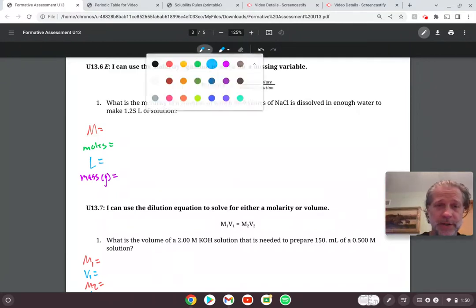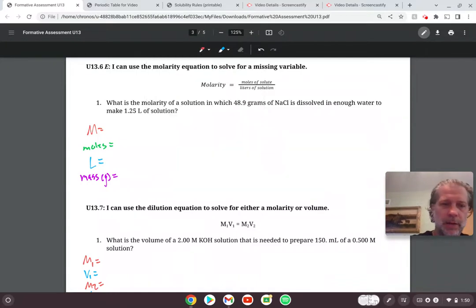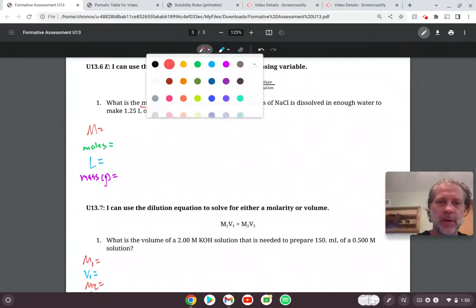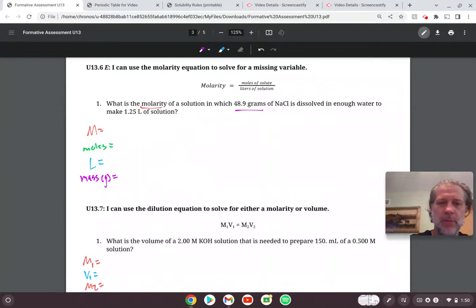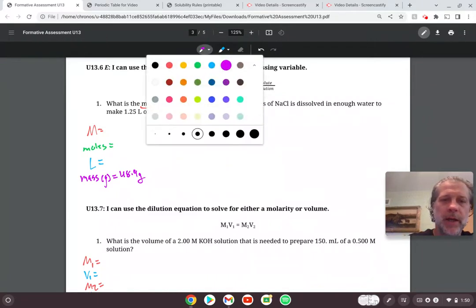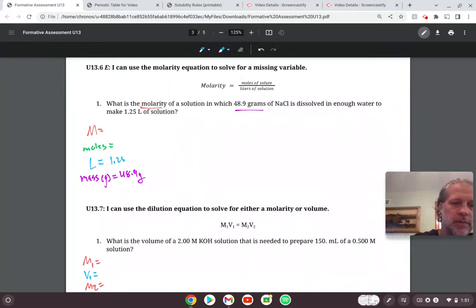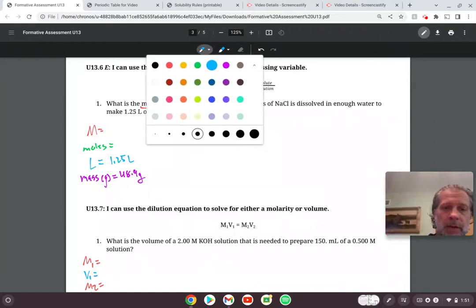This particular question is asking us to determine the molarity of a solution when we have 48.9 grams of NaCl dissolved in enough water to make 1.25 liters of solution. So the way that we're going to do this is two steps. The first step is we're going to convert mass to moles, and then we're going to use the molarity formula to go ahead and solve for molarity. So in step one, we are going to convert mass to moles.